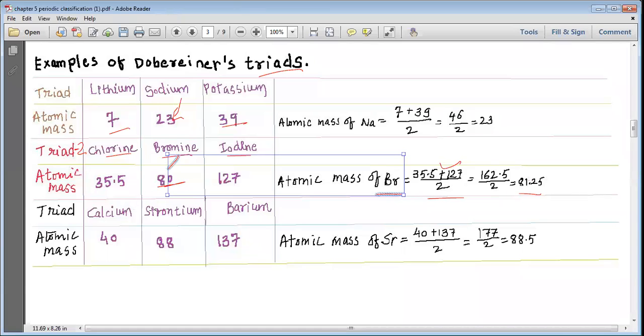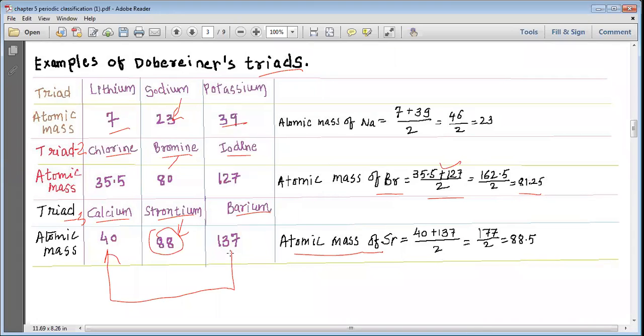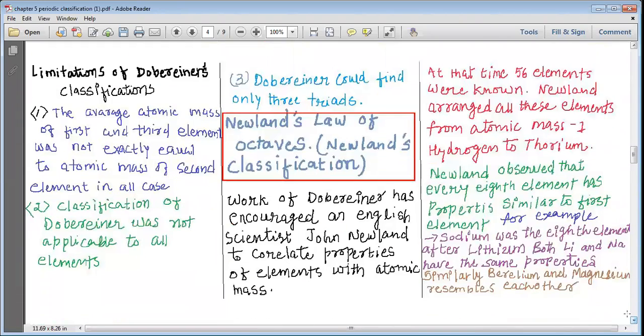The third triad, which Dobereiner discovered, was made up of calcium, strontium and barium. The mass of strontium is found to be 88. Now we can calculate that the atomic mass of strontium is the mean of these two atomic masses. So we take 137 plus 40 divided by 2, which is 177 by 2, which is roughly equal to 88, because it is 88.5. So this is how, my dear students, Dobereiner found these triads, and he said that the atomic mass of the second element is roughly the mean of the atomic masses of the first element and the third element.